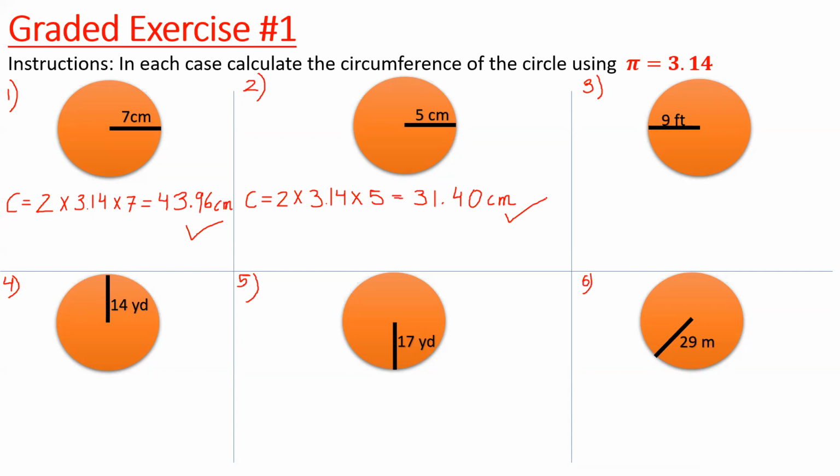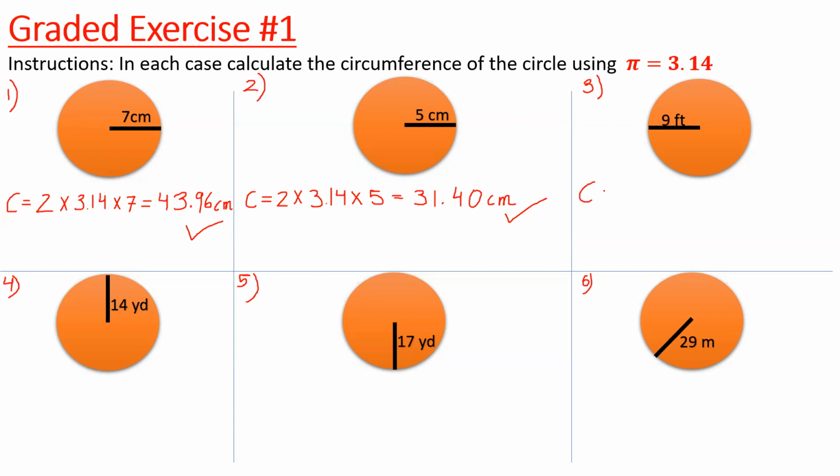How many persons got number 2 right? 31.40. I did. All right. Anyone else? I got it. Who else got this right? Number 2. I did. Okay, good. All right, very good. Now let's do number 3.